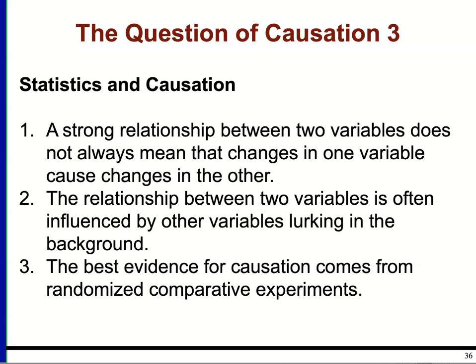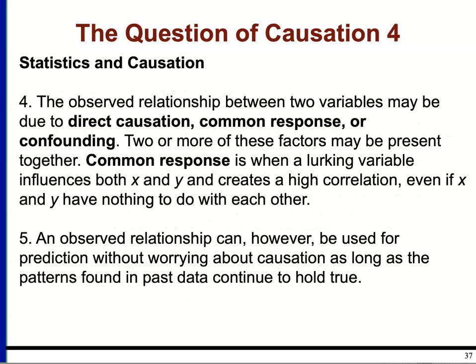Well, if there's a strong relationship between two variables, that doesn't always mean that changes in one variable are causing the change in the other. So often, there is a third variable that's lurking in the background that's affecting these two variables. The best evidence does come from a randomized comparative experiment, but we just can't always do those. So the observed relationship between two variables could be due to direct causation.